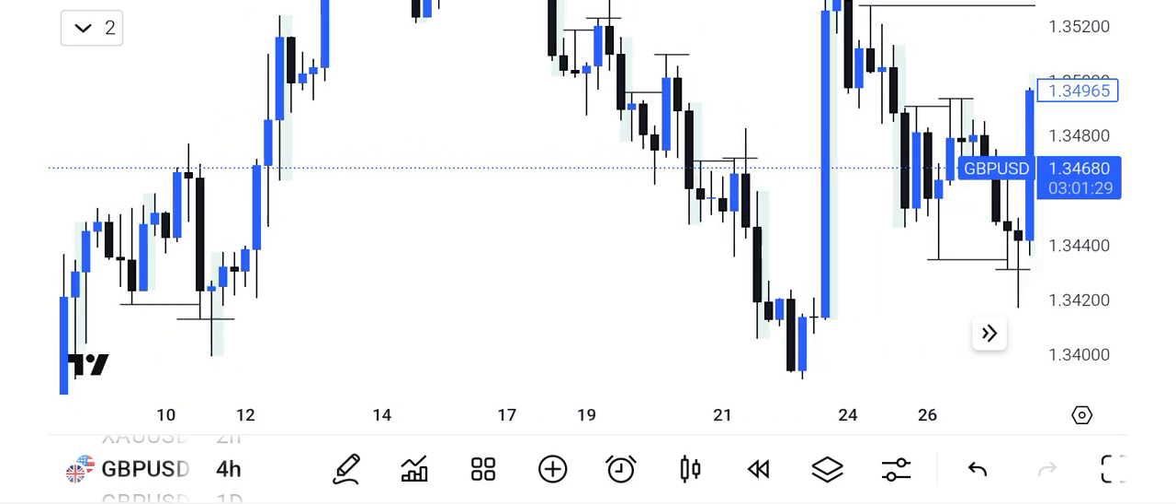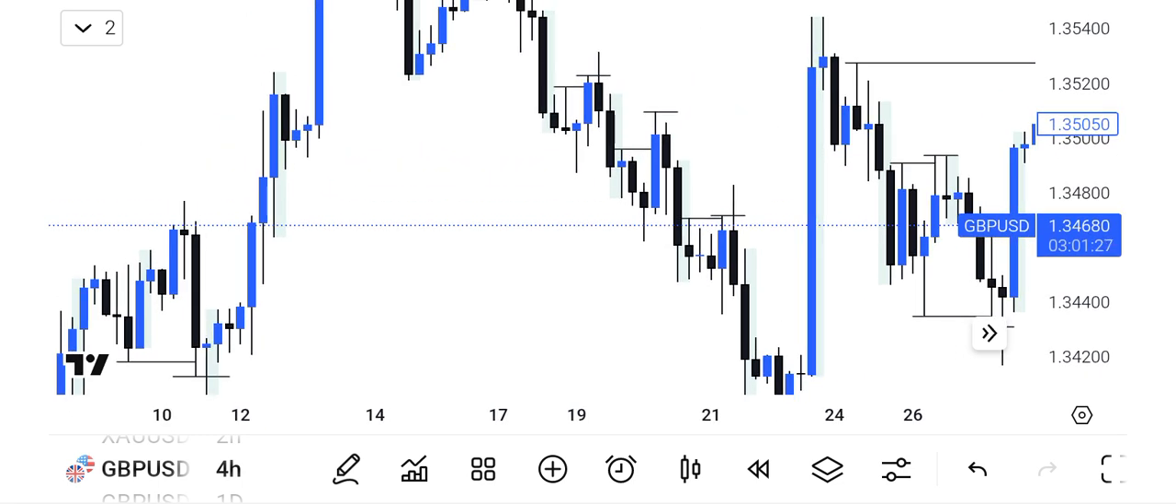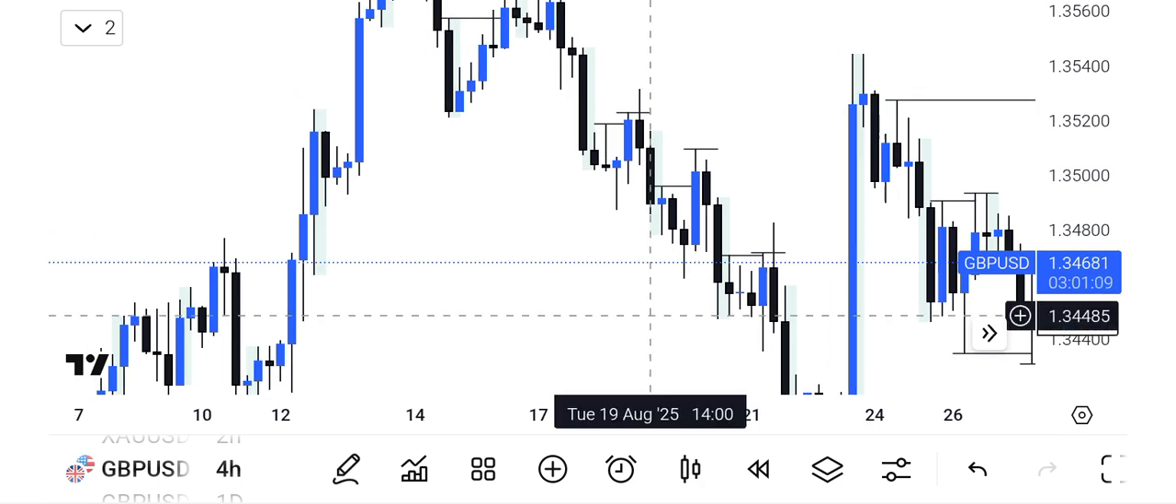This first video will just be about understanding how the CRT setups form in H4. In the next video, we'll be looking at how to take entries in 15 minutes and probably 5 minutes too. So we'll be looking at all those things. But for now, let's just explain how the setup forms.